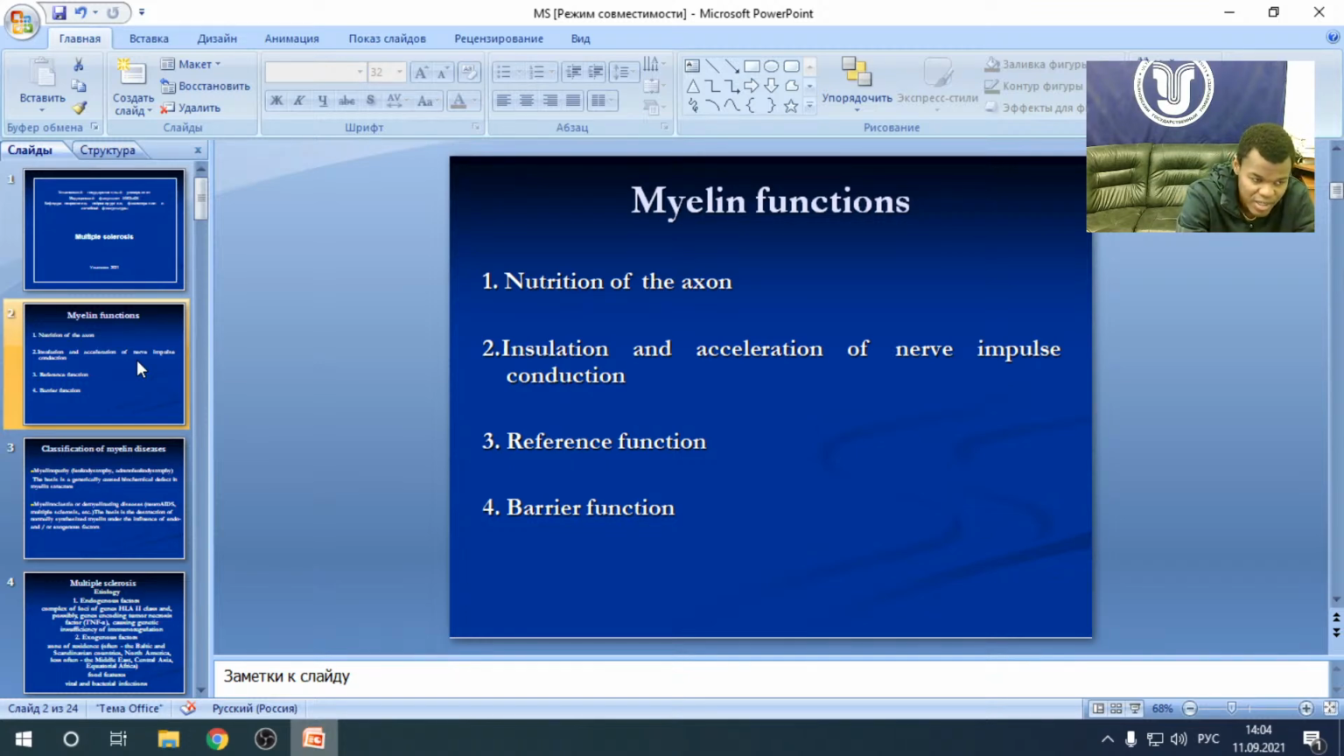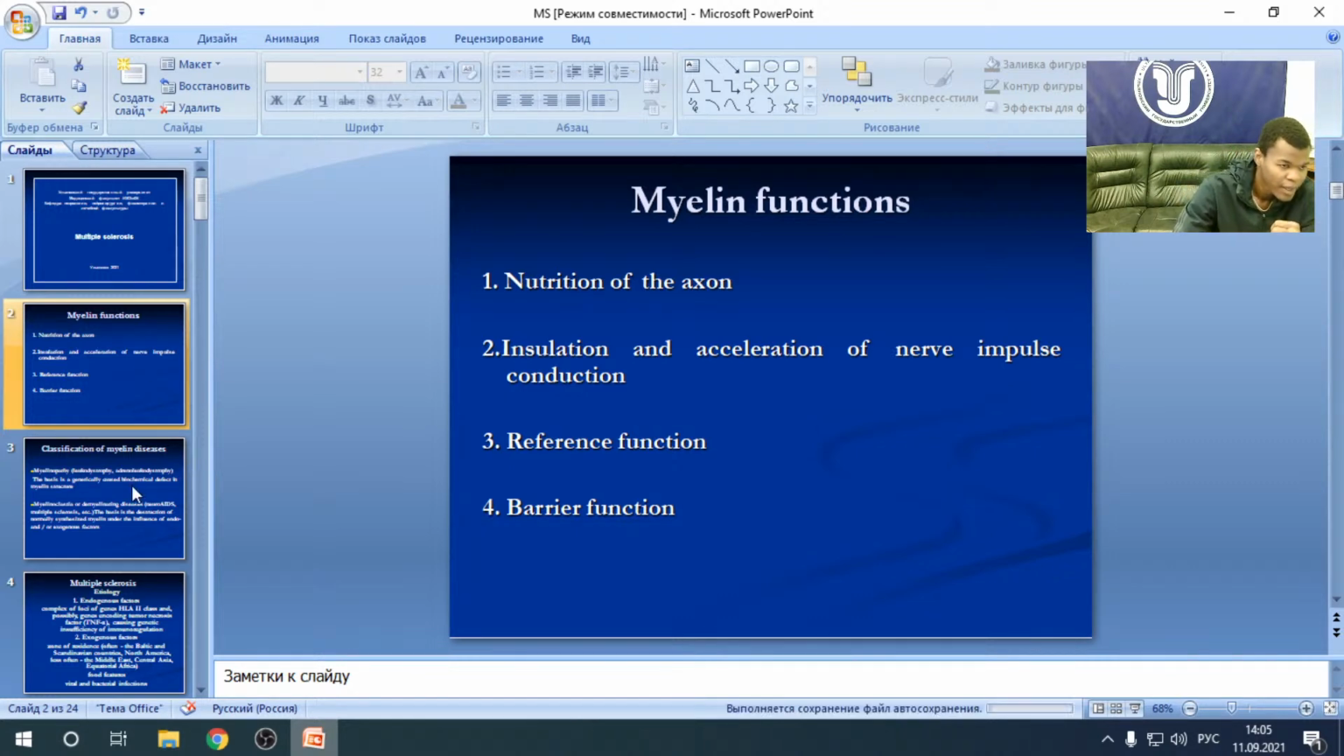And it has a barrier function, right? It's protecting. It doesn't let other things touch the neuron, touch the axon. So all those functions, please remember the 4 functions.